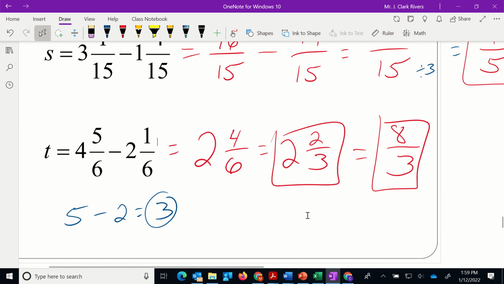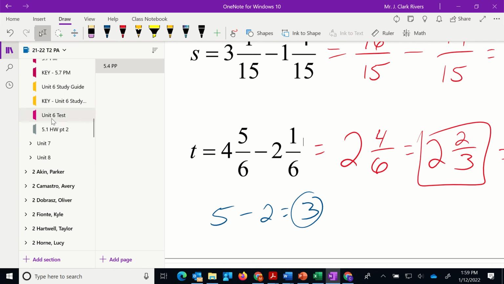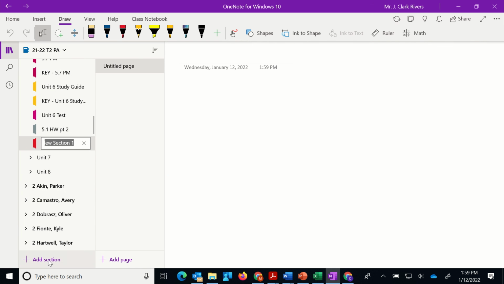Your homework tonight is going to be book work. I'll send it to you in OneNote here. So we will call this 5.4 homework. It's going to be page 242, numbers 12 through 36, only the evens, and we'll just leave it at that.